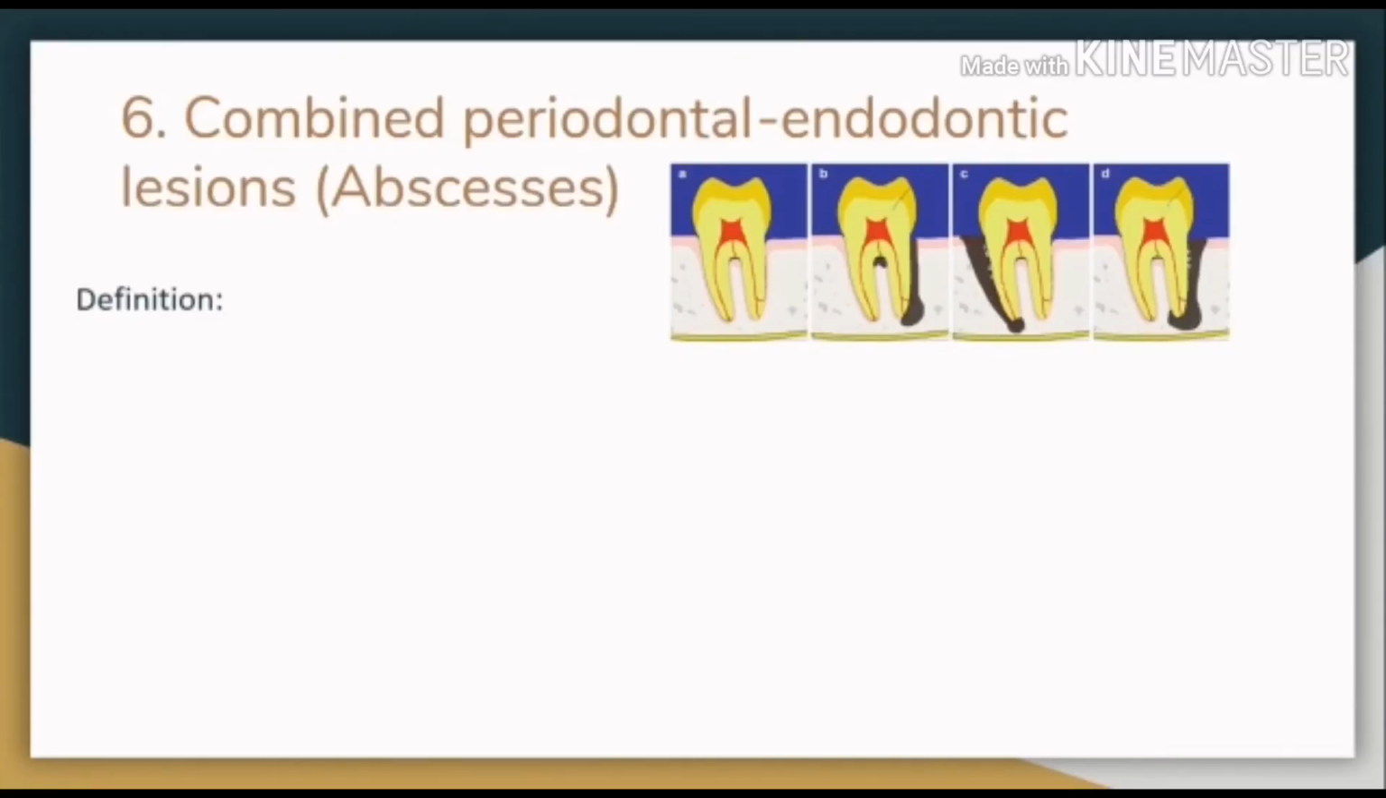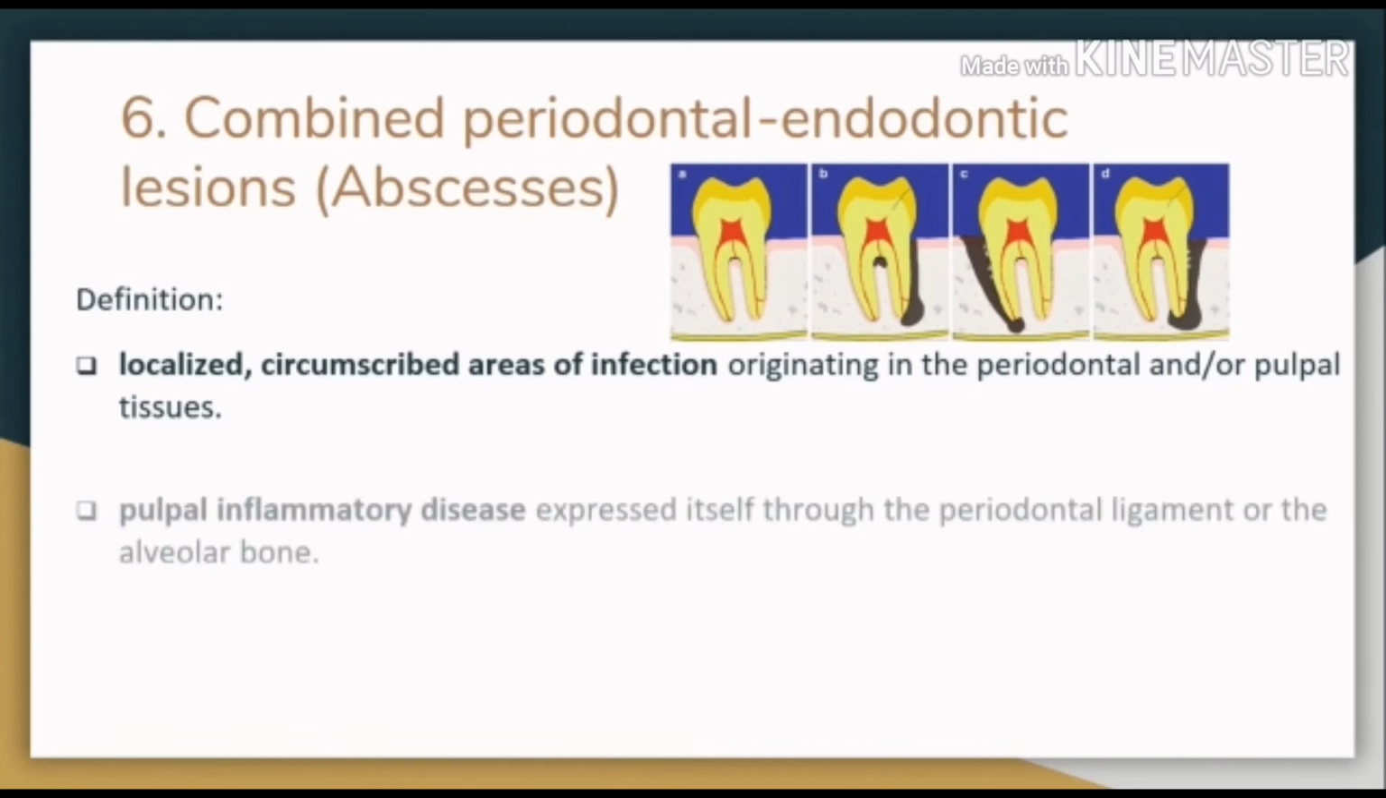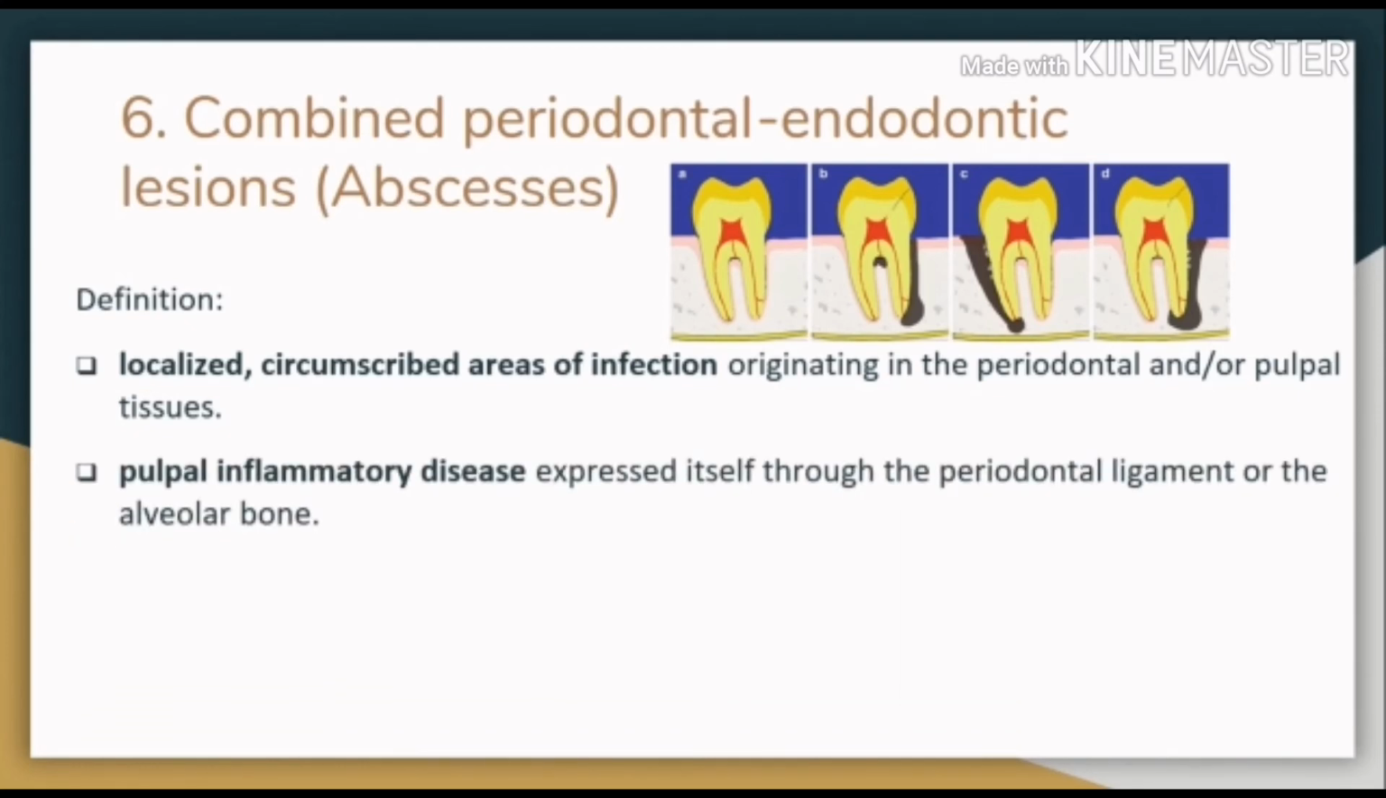Combined periodontal endodontic lesions are defined as localized circumscribed areas of infection originating in the periodontal or pulpal tissue. There are three ways it may arise. The first one is from pulpal inflammatory disease, expressed itself through the periodontal ligament or the alveolar bone.